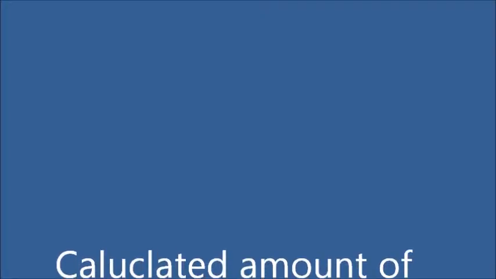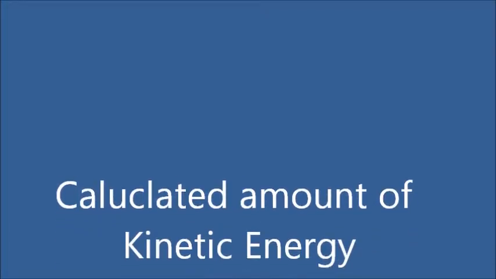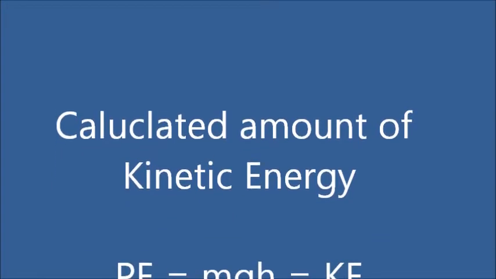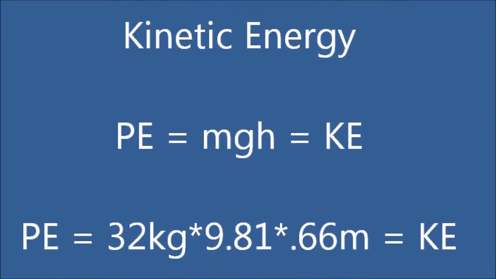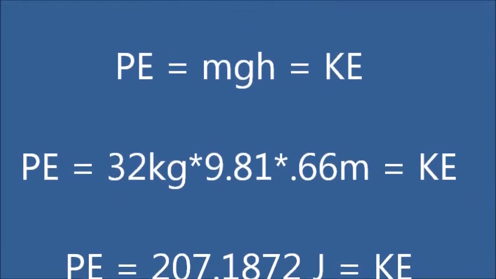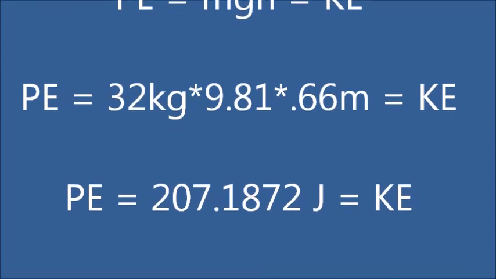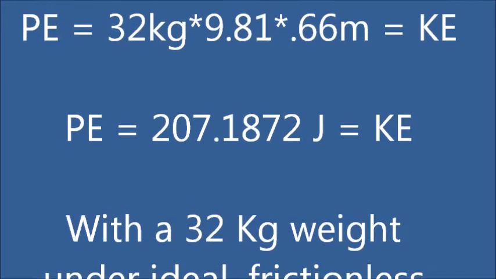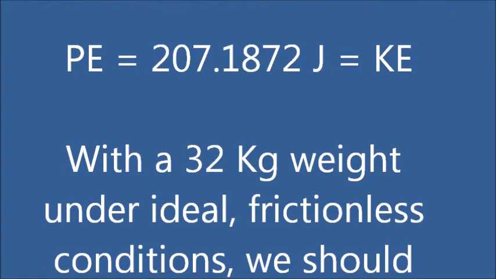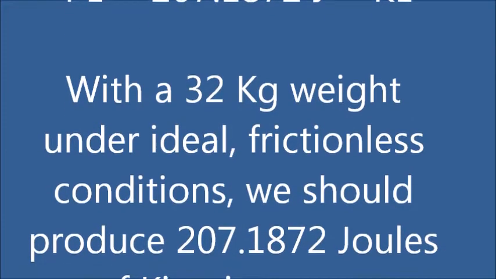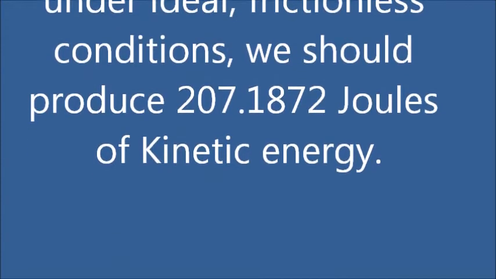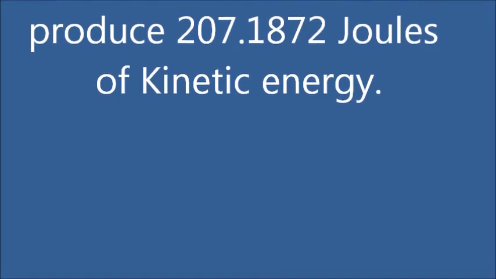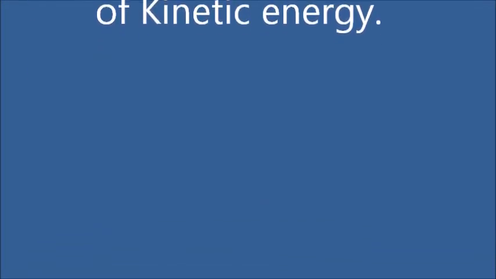For the calculated amount of kinetic energy in this experiment, we know the potential energy is the same as the kinetic energy, which equals mgh. Potential energy in this case is 32 kilograms, the weight of the counterweight, times 9.81, the acceleration of gravity, times 0.66 meters, the distance of the drop. Therefore, potential energy is 207.1872 joules, which is the same as the kinetic energy. So with a 32 kilogram weight under ideal frictionless conditions, we should be able to produce 207.1872 joules of kinetic energy.